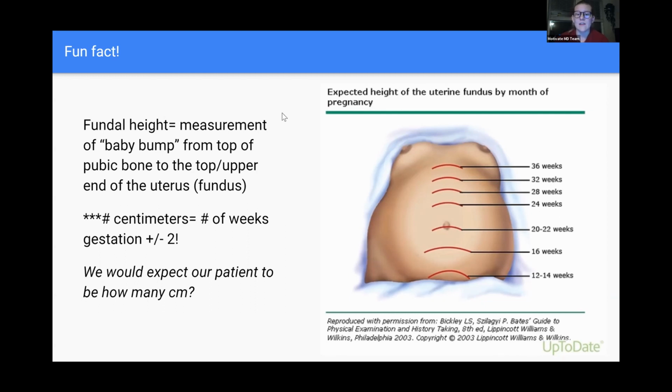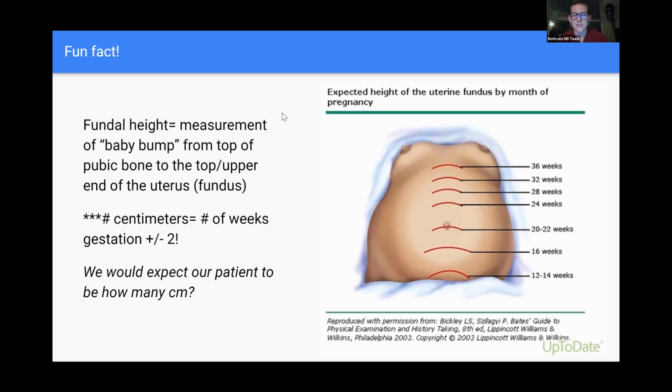For fundal height, they would be laying down. They would be essentially laying flat or at like a 45-degree angle, because sometimes when you're very heavily pregnant, it's not comfortable to be completely flat. So we do take that into consideration, but it's definitely not a standing measurement. This will be laying flat. That's a great question.